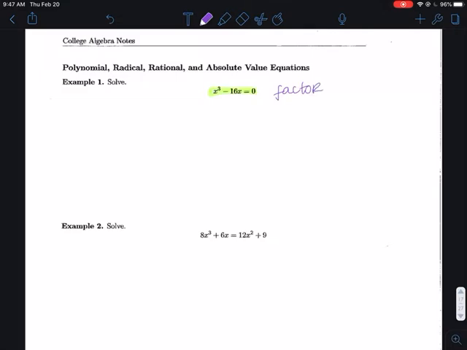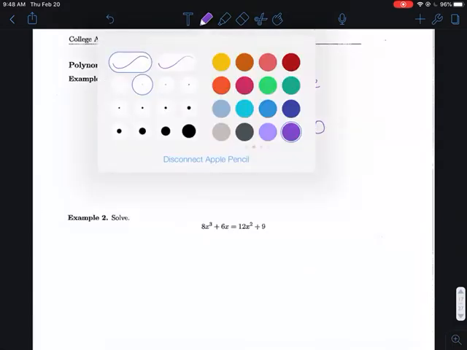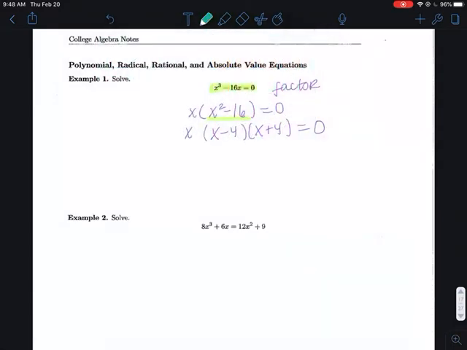The first thing I do with factoring problems like this is I factor out a greatest common factor. The greatest common factor in this equation will be x, and that leaves me with x squared minus 16 equals 0. And then what's in parentheses can be factored more. This is a difference of squares. When you factor that, that's x minus 4 times x plus 4. So again, factoring is a very important concept that you need to know how to do in order to be successful in this unit.